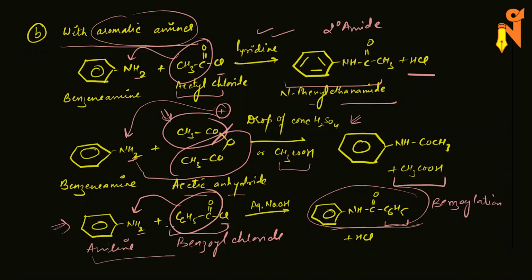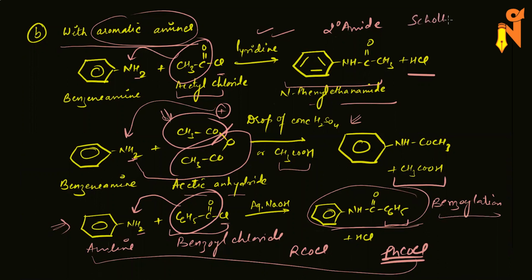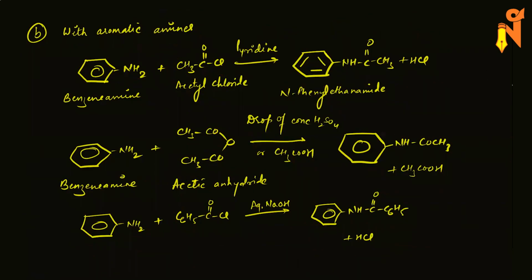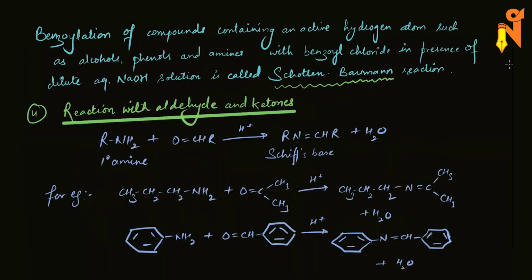This process is called benzoylation of amine, where instead of taking RCOCl, you take PhCOCl. So basically you have taken benzoyl chloride, and the benzoyl group is getting added on the amine. This is called the benzoylation reaction, and such a reaction is also called the Schotten-Baumann reaction. I hope I'm not writing the spelling wrong. Otherwise, let's look at the next slide, in which I would have written the right spelling.